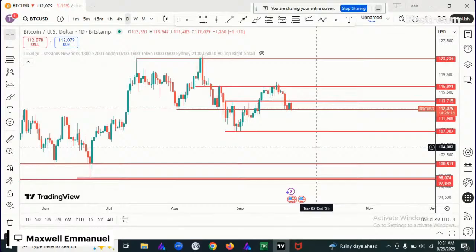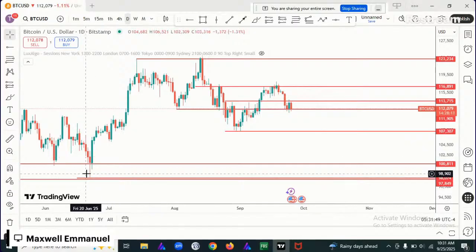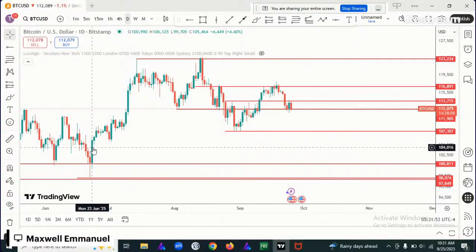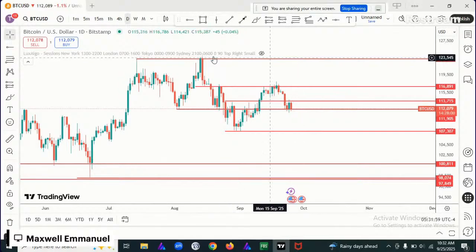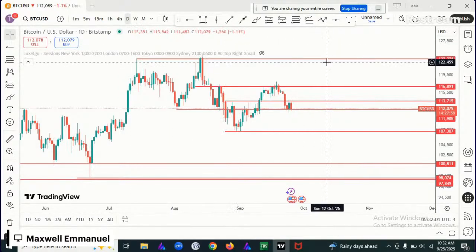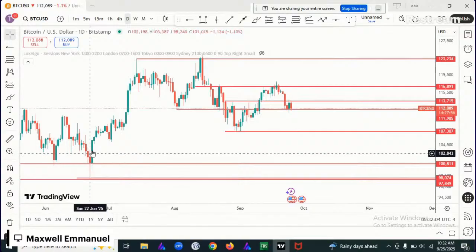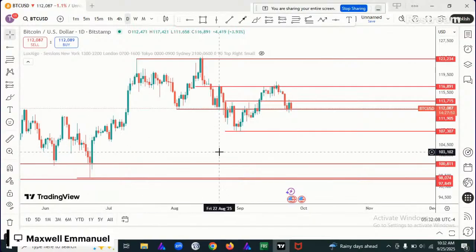On BTC USD, if you apply a Fibonacci from this swing low to this swing high, you want to see price pull back to this fair value gap. So if you're considering buying, you either wait for price to break out from this high, or wait for price to pull back to this fair value gap. These are the areas you should be looking for your buys. I hope that is clear.